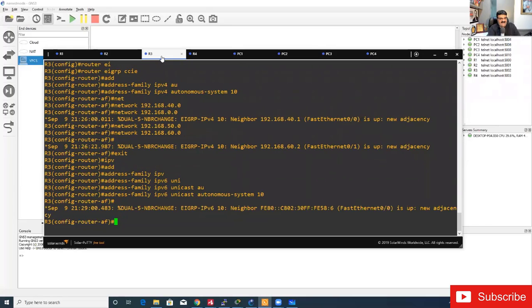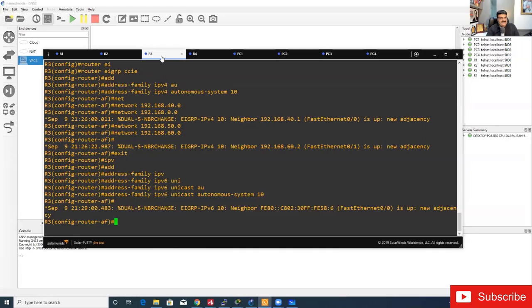See, I got the neighbor relationship up with my neighbor. Now R3 becomes a neighbor of R2, even though I didn't advertise any network. In the traditional EIGRP, or in EIGRP name mode for IP version 4, you have to advertise a network. Without advertising a network, the two routers cannot become neighbors. But in IP version 6, it is becoming a neighbor.